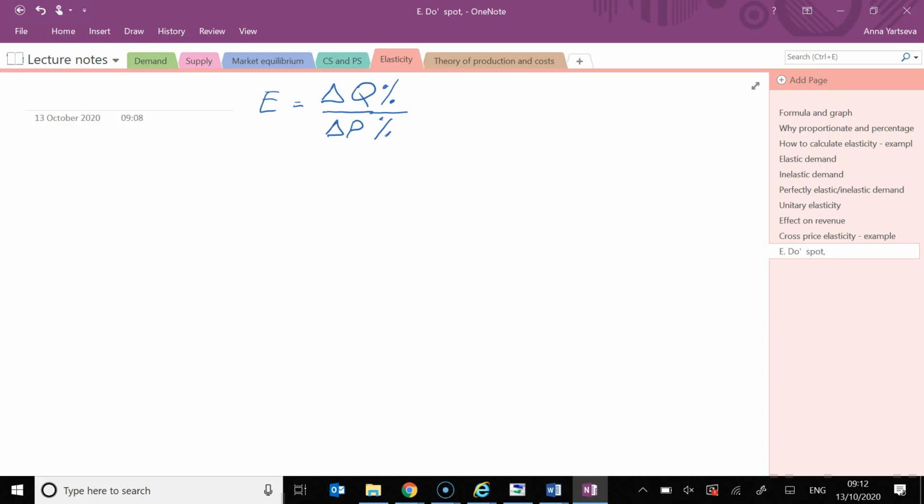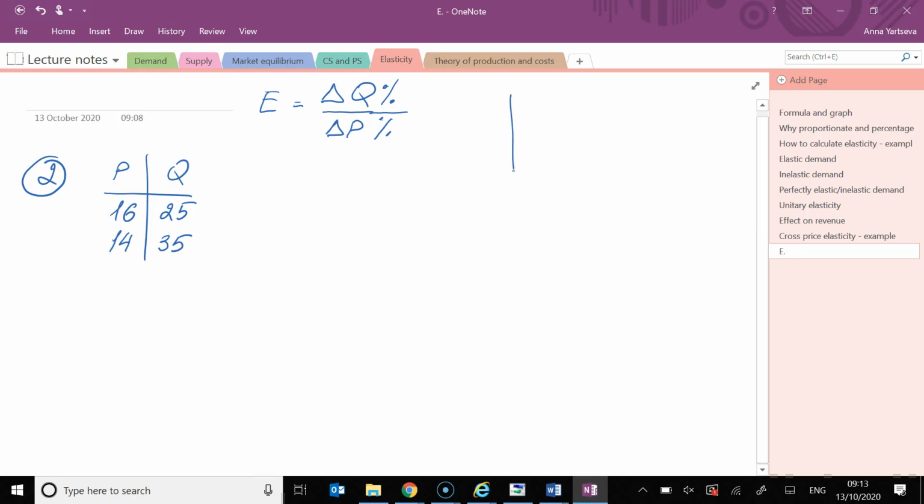Here we are given different values, price and quantity. As price was equal to 16 pounds, quantity was 25. Then price dropped to 14, which increased the quantity to 35. So if we sketch this on a graph, it will look like this. This was our demand curve.